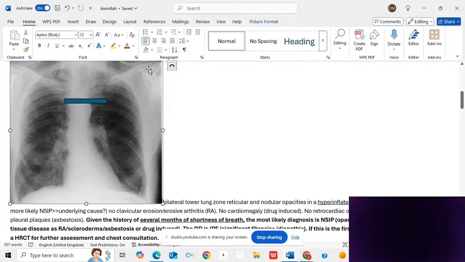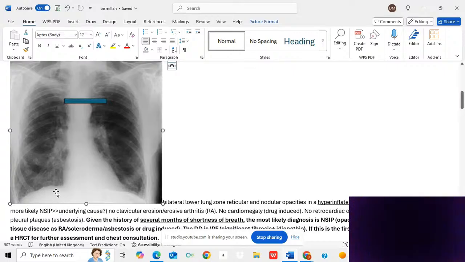There is no clavicular erosion of rheumatoid arthritis. There is no cardiomegaly to suspect drug-induced or amiodarone-induced lung fibrosis. There are no retrocardiac opacities, which I showed you above, to suspect scleroderma. There are no calcified pleural plaques to suspect asbestosis.